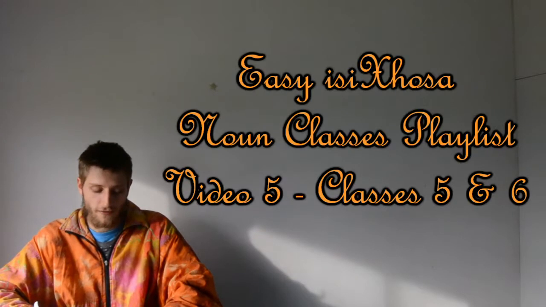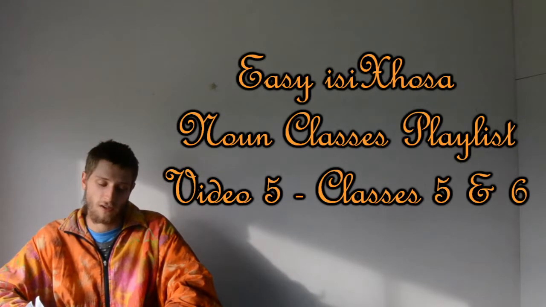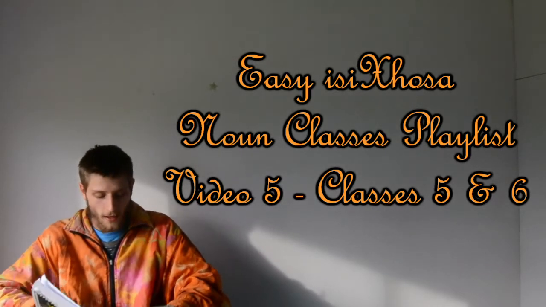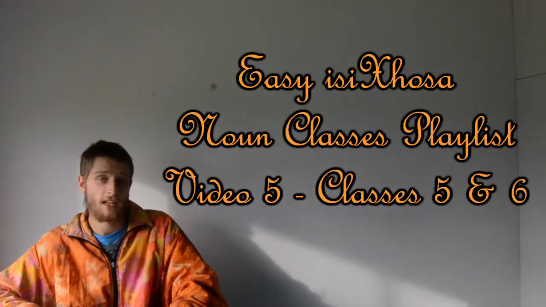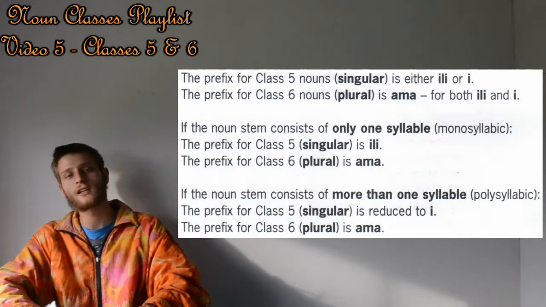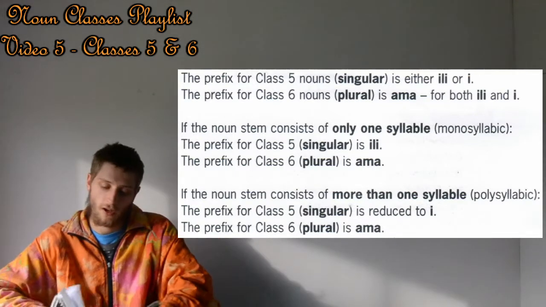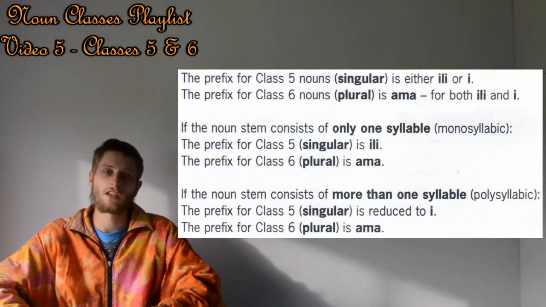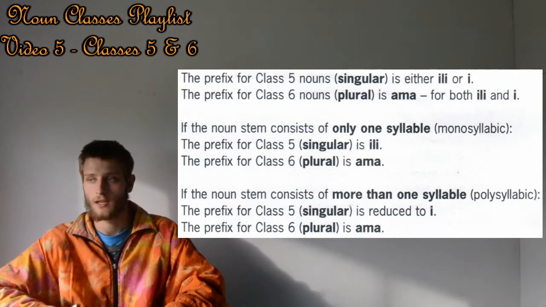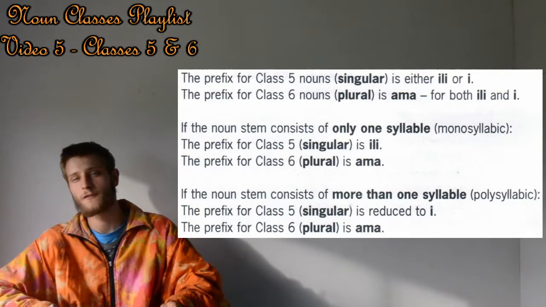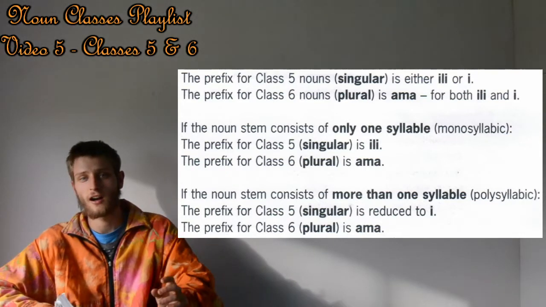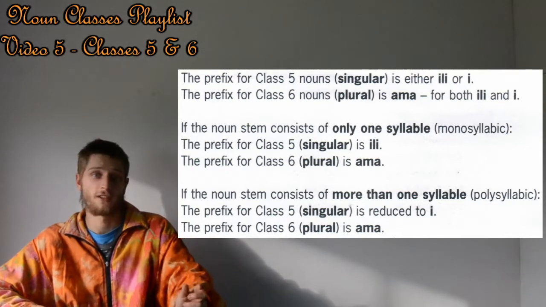So we're going to go on to classes 5 and 6. This is video 5 in the noun classes series. Now we're looking at the prefixes ili and ama. The singular is usually ili, as you can see in the overlay, and the plural is ama. However, there are a few examples where the li in the prefix is silent.